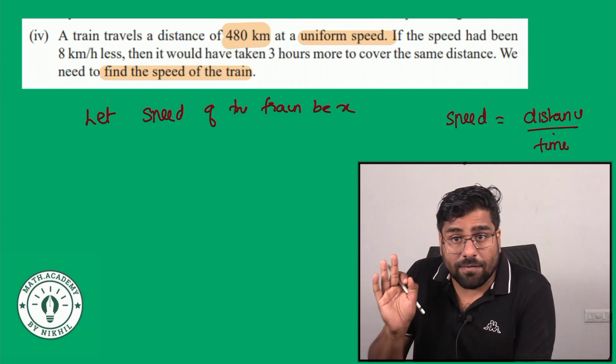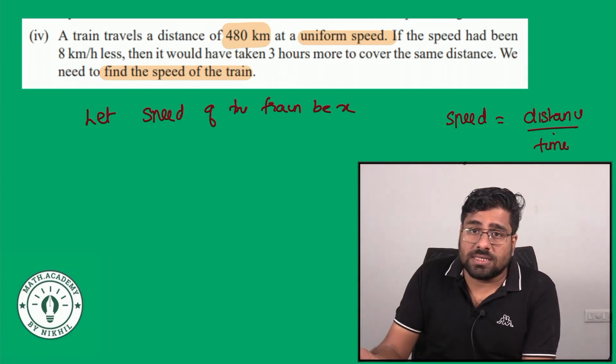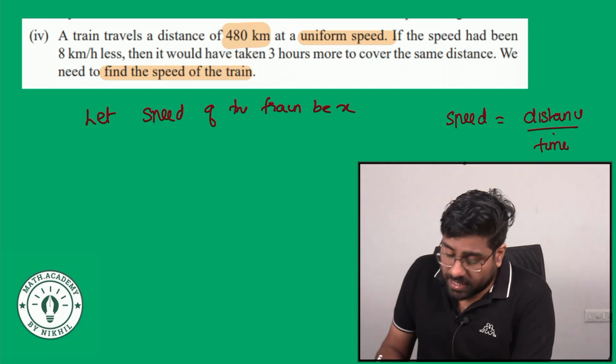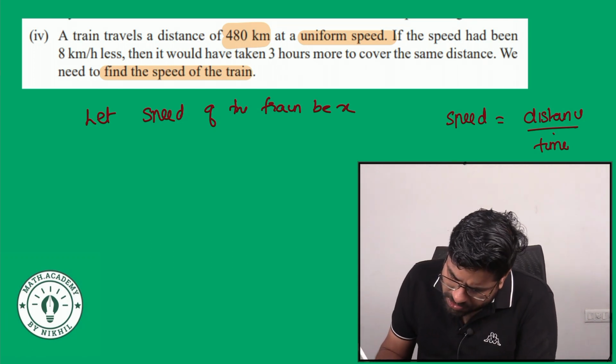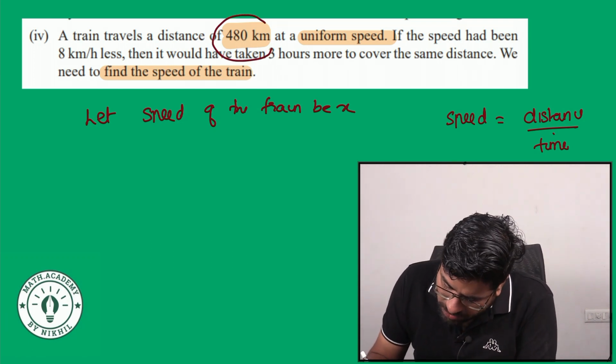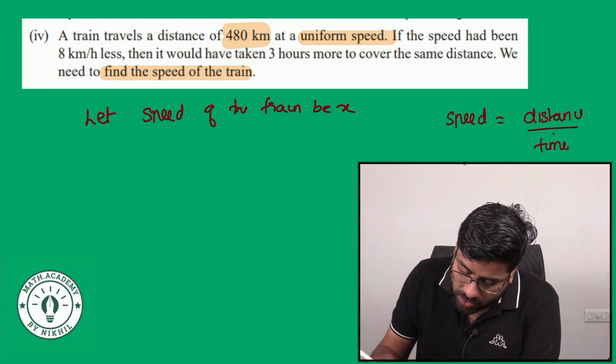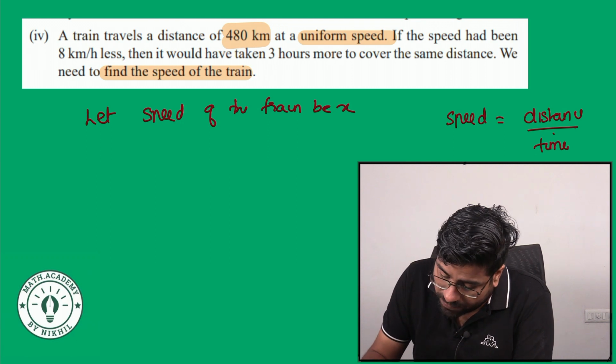Is that clear? You'd have to understand the logic as well as the other way around. Fine. Let's see. Let the speed of the train be x. Now, what is the information that is given? It travels a distance of 480 kilometers at a uniform speed. I don't know the uniform speed, so I took the uniform speed to be x.